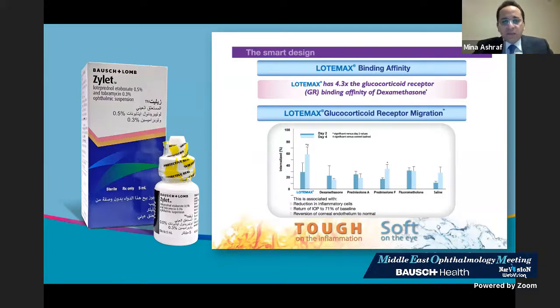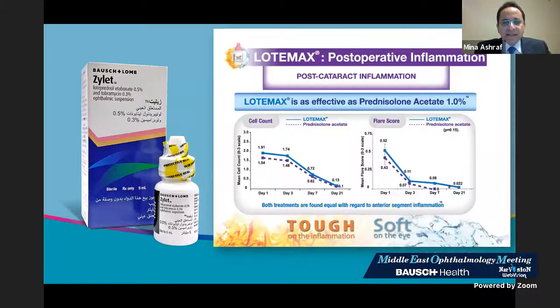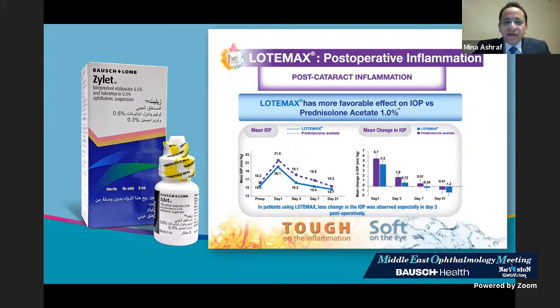Clinically, loteprednol etabonate is as effective as prednisolone acetate, and in this study, it was compared to prednisolone acetate for patients undergoing cataract surgery, and we look here at the post-operative inflammation. Both loteprednol and prednisolone acetate were equally effective in reducing the cell count and flare scores. However, loteprednol had a more favorable effect on the intraocular pressure compared to prednisolone acetate, and this difference in IOP reached statistical significance on day 3 of treatment. So it's not only with prolonged duration of treatment, even at day 3 of treatment.